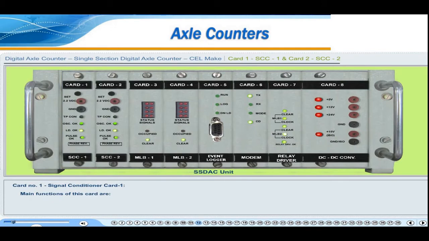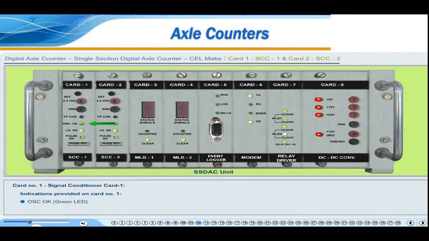Card number 1, signal conditioner card 1. Main functions of this card are: generates 21 kHz signal and feeds TX1 coil at one end, TX3 at the other end. Demodulates received modulated signals from the RX coil. Generates valid train pulse with supervisory levels. Forwards the valid train pulse to the MLB card. Indications provided on card number 1.